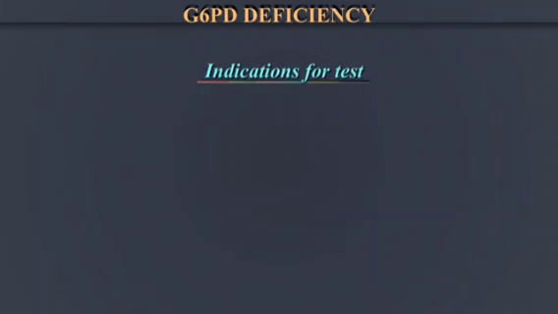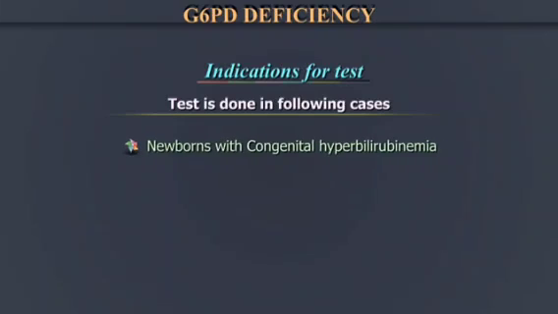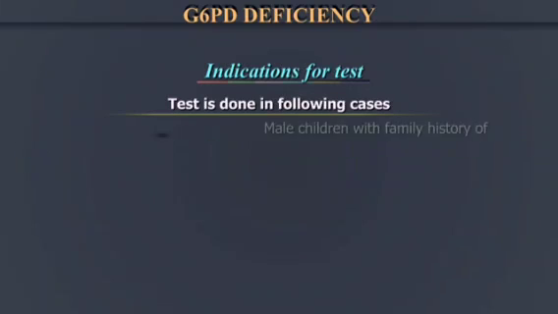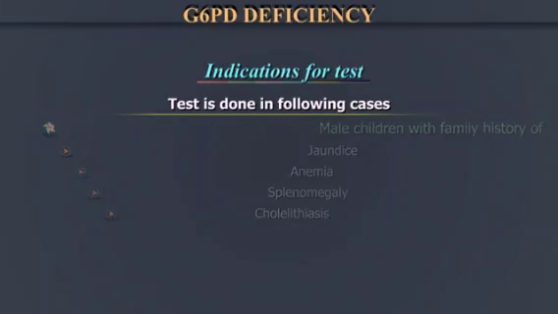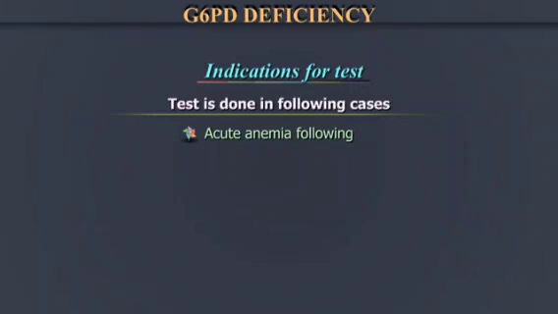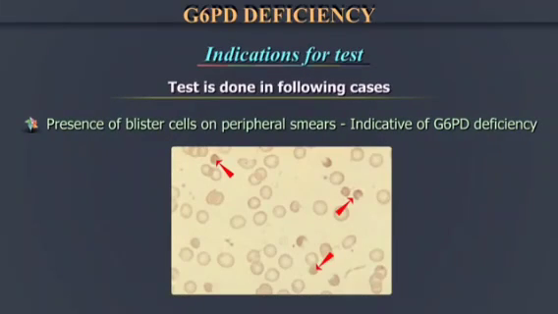Who should be tested? This being a congenital hemolytic anemia, test in the following cases: newborns with congenital hyperbilirubinemia, children, especially male children, with a family history of jaundice, anemia, splenomegaly or cholelithiasis, adults or children with acute anemia following infection or oxidative drugs or ingestion of fava beans. Presence of blister cells on peripheral smears may be indicative of G6PD deficiency and therefore warrant testing.